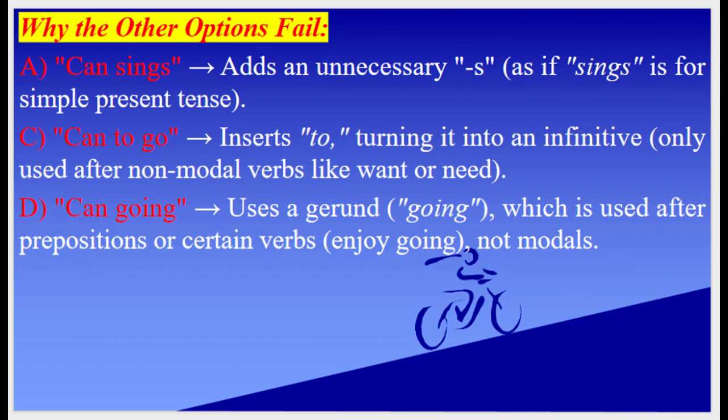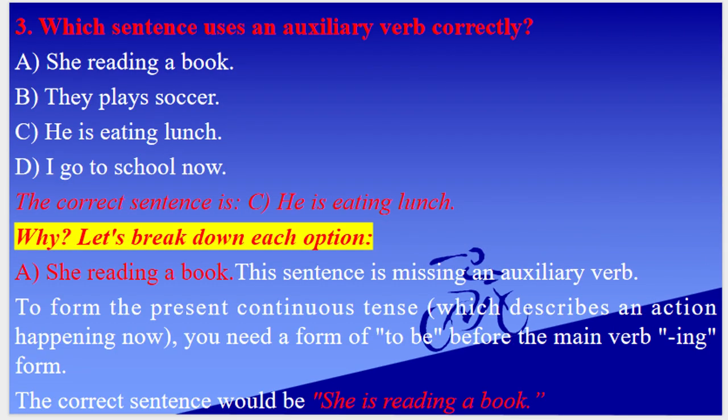A. Can sings adds an unnecessary s, as if sings is for simple present tense. C. Can to go inserts to, turning it into an infinitive only used after non-modal verbs like want or need. D. Can going uses a gerund, going, which is used after prepositions or certain verbs like enjoy going, not modals. 3. Which sentence uses an auxiliary verb correctly?